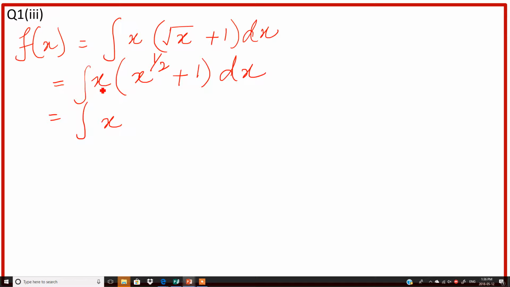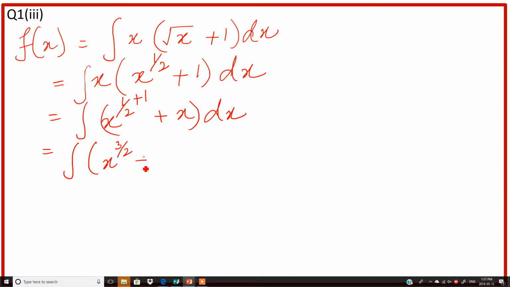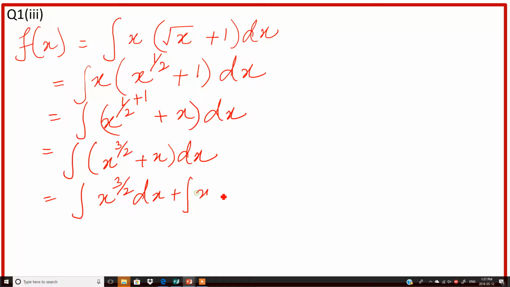In multiplication, when you have the same base, see, this is x, the exponents will add. So this exponent is 1 over 2 plus 1, and then x, dx. Now here is x, we will add the exponents, which is 3 by 2, plus x, dx. Individually we will do the integration, and in this step we are going to remove this integral sign.